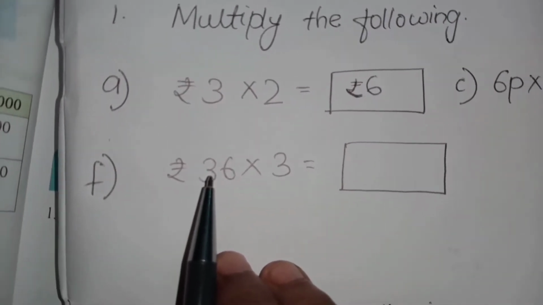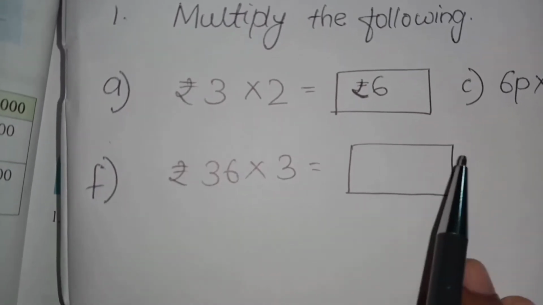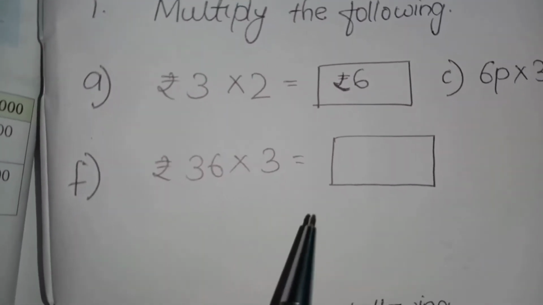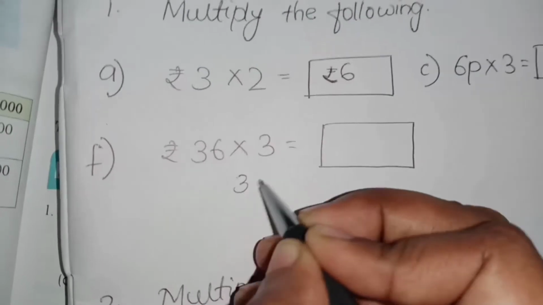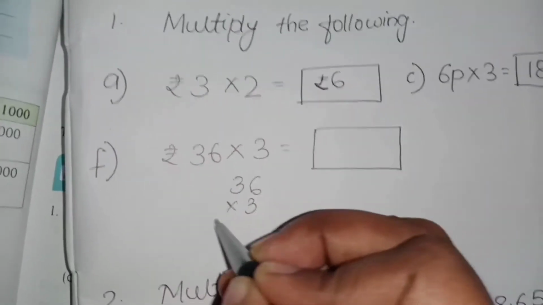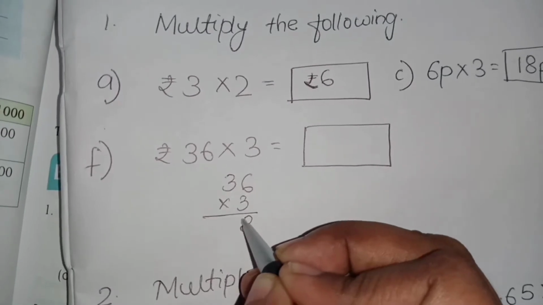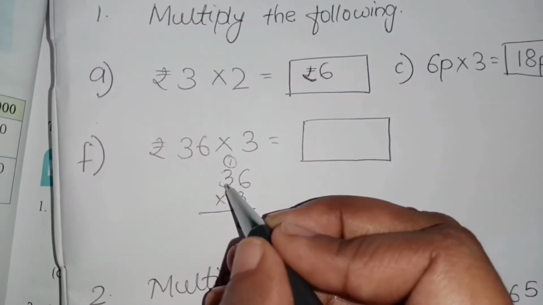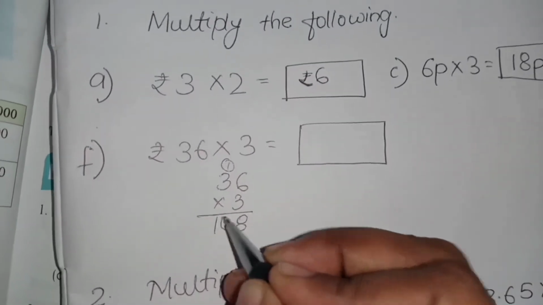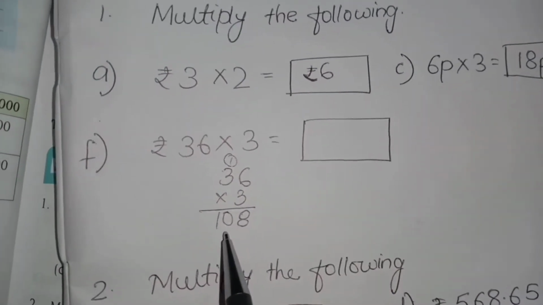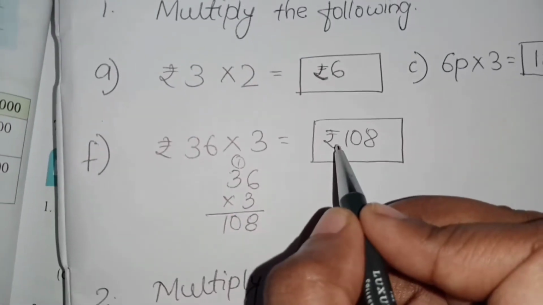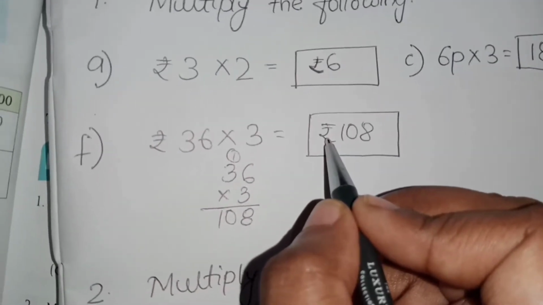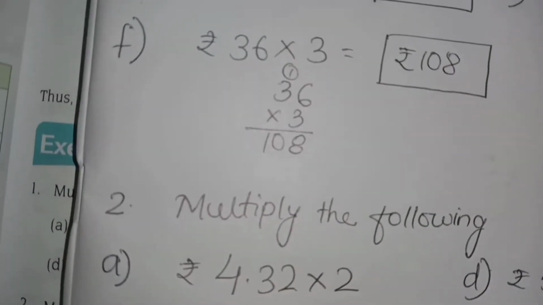Now F, rupees 36 into 3. Now you don't know the 36 table. So what you can do, you can multiply and write the answer in this box. Now how will you multiply? You can write here 36 into 3. 3 sixes are 18. Write here 8, 1 carry. 3 threes are 9, 9 plus 1 is 10. So 36 into 3, how much have we got? 108. So we'll write the symbol of rupees. So rupees 36 into 3 is 108. This is the rupees symbol. Rupees 108.